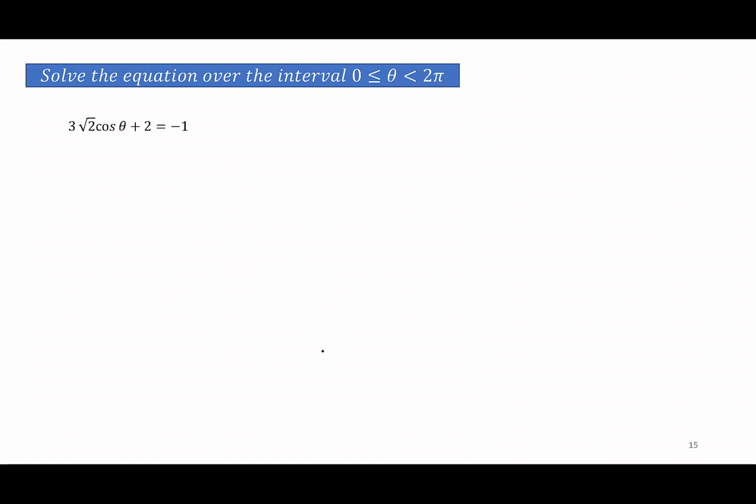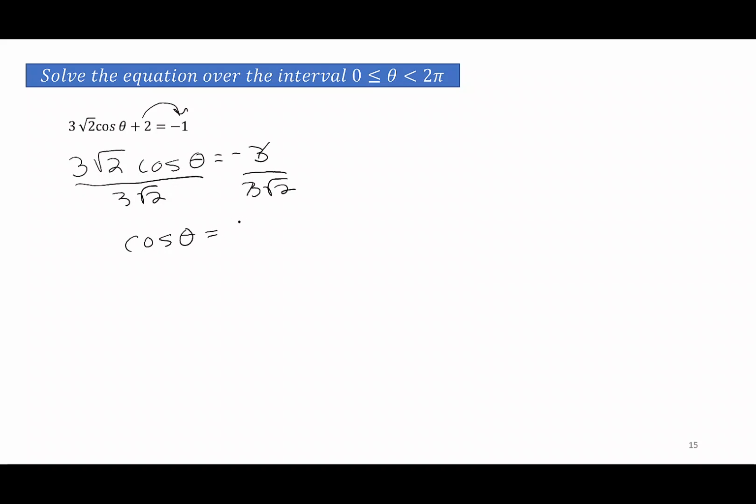Let's try 3 times the square root of 2 cosine theta plus 2 is negative 1. I'm going to first move the 2, which says I have 3 square root of 2 cosine theta equals negative 3. Then I'm going to divide both sides by 3 square root of 2. Now I have cosine theta. The 3's cancel. I have negative 1 over the square root of 2, which I can simplify to negative the square root of 2 over 2.